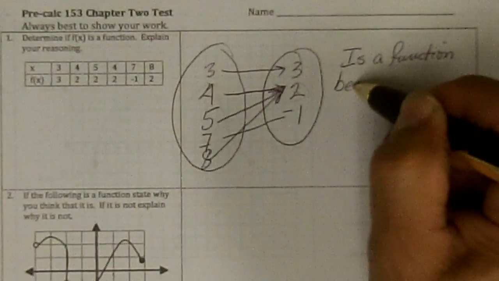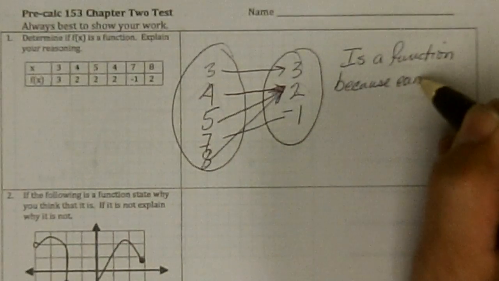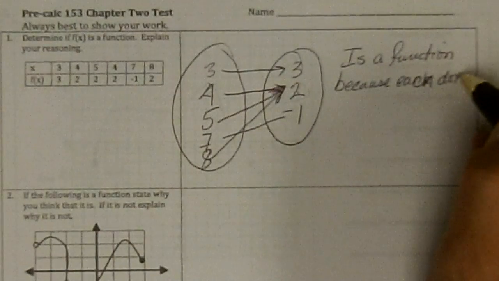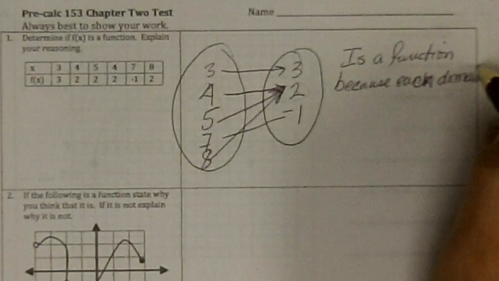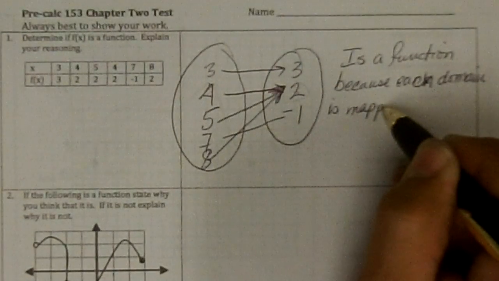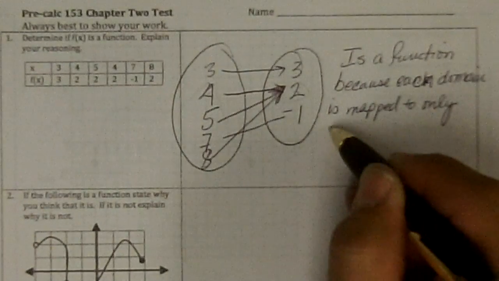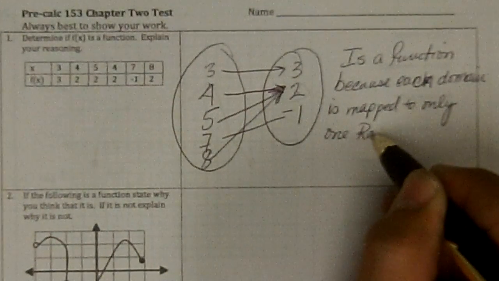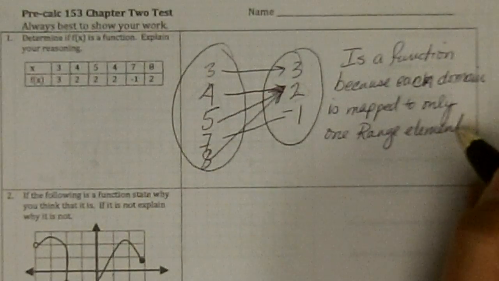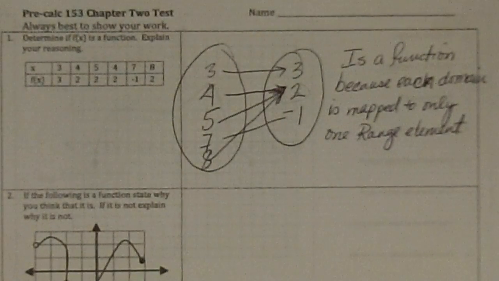Because each domain element is mapped to only one range element, or number, or whatever you want to call it, member. Okay, that's 1.